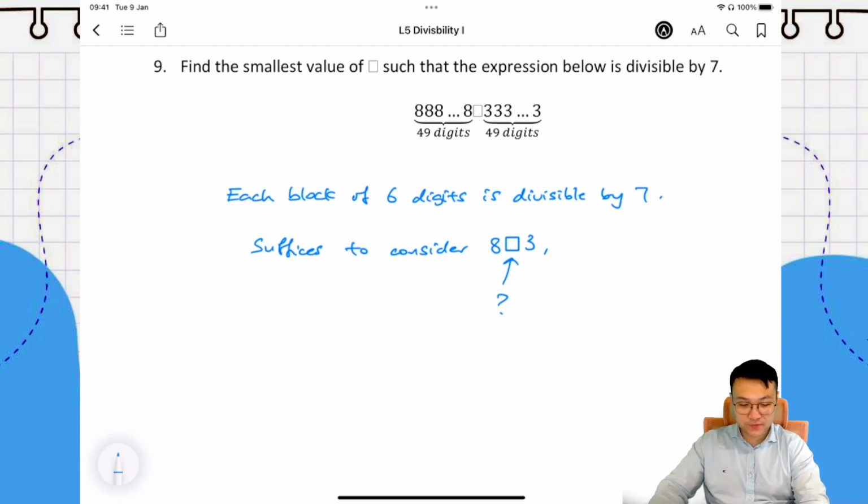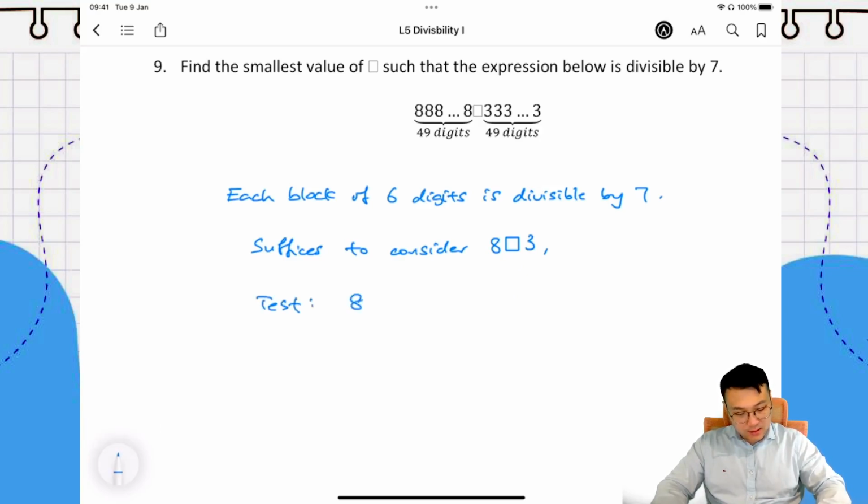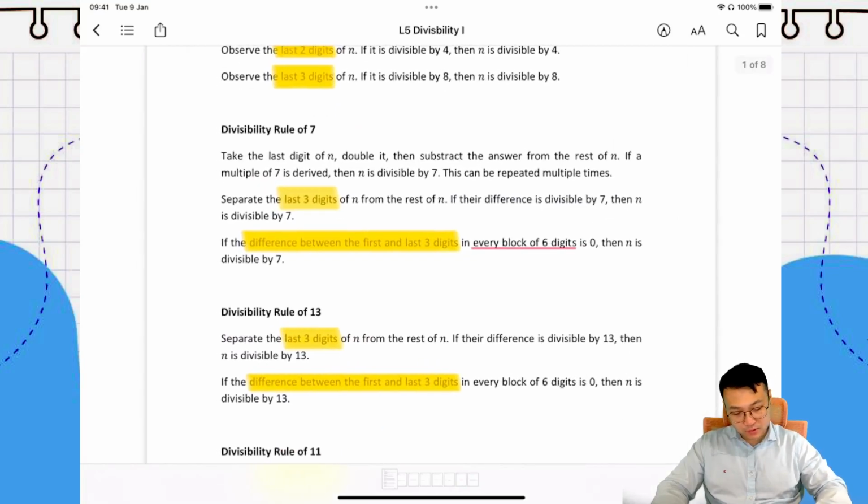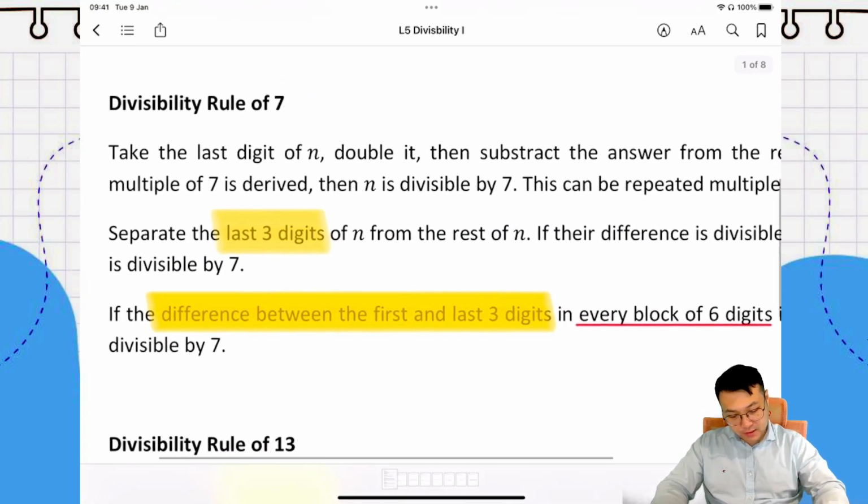Come, everyone type your answer in the chat, please. There are 2 ways of finding out whether this can be divisible by 7. Number 1 is you just test it. CJ, let's start from the smallest value. Is this divisible by 7? How do you test? You take 80 minus what? Minus 3. Are you sure? Come, you read the rules. What is the rule here?